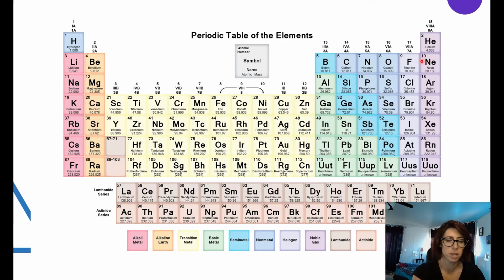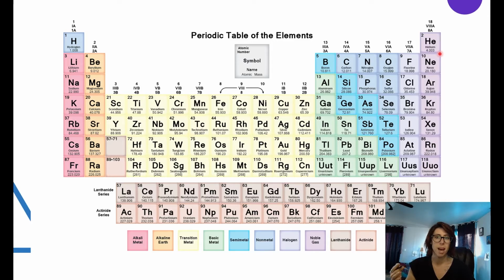So the periodic table is set up to be organized by atomic number, which is the same thing as the number of protons. So hydrogen has 1 proton in its nucleus, helium has 2, lithium has 3, 4, boron is 5, carbon 6, nitrogen 7, 8, 9, 10, and so on and so forth throughout the entire periodic table.